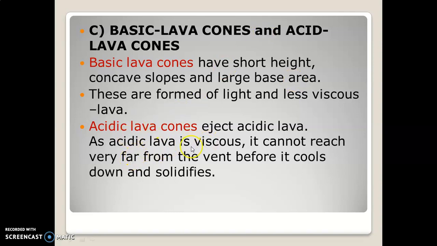Now acidic lava cone. Acidic lava cone is made up of acid lava which is viscous in nature. Viscous means thick, sticky, which cannot flow easily. So these are formed of highly viscous lava which cannot reach very far because it is very sticky, so it cannot spread on the ground. So we can say the base area of acidic lava cone is less than the base area or the bottom area of basic lava cone.